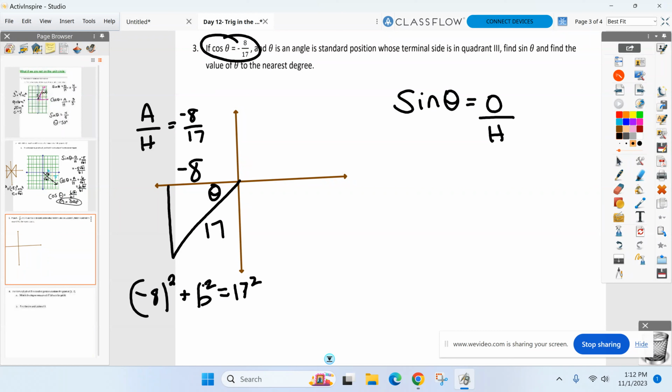And what are we getting for the side length? 15. Yeah, your calculator isn't going to tell you that. We have to realize that when I plop a 15 there, it's got to be negative because I'm going down. Matt, you good? Yeah, sure. I'm just in the middle of the teaching, but sure.